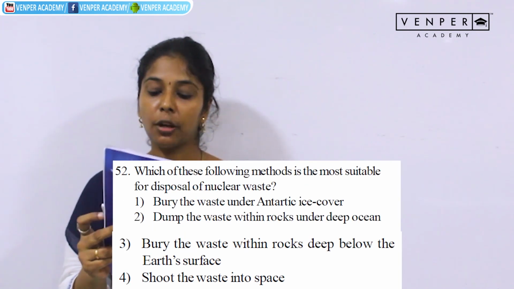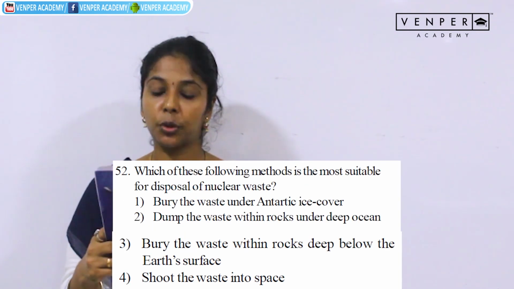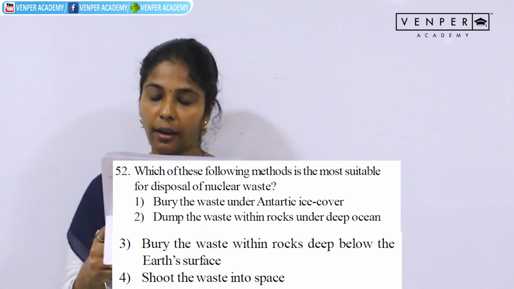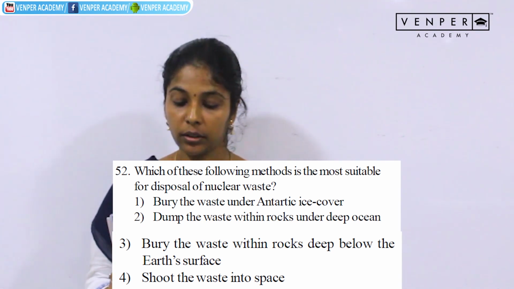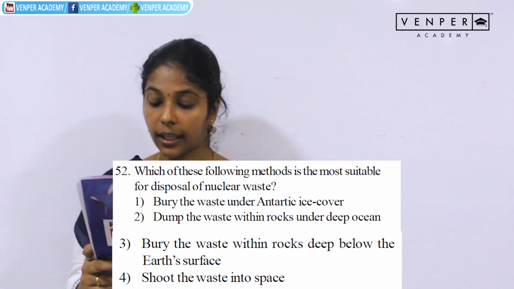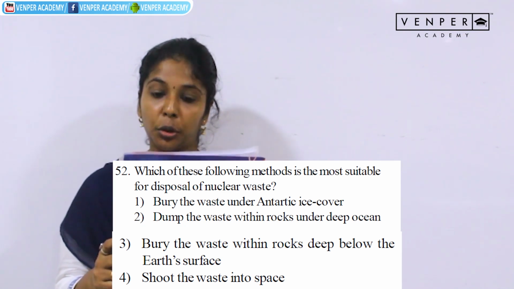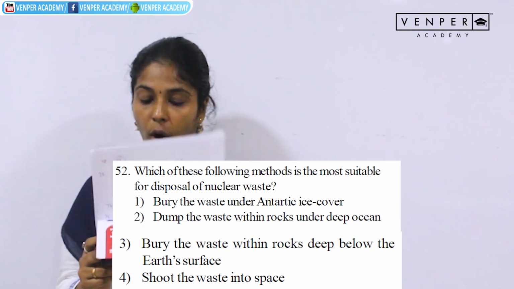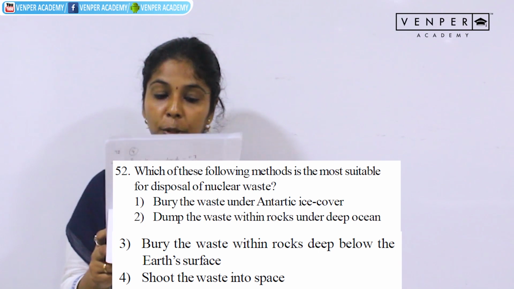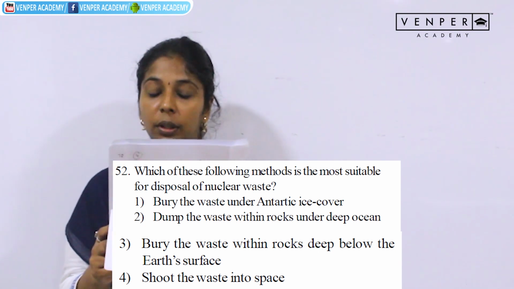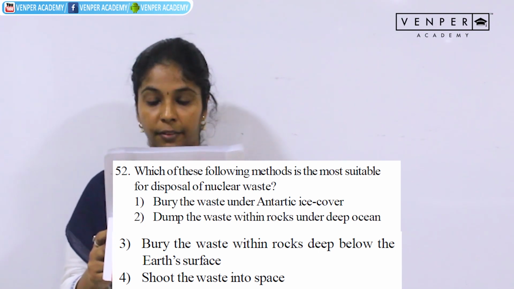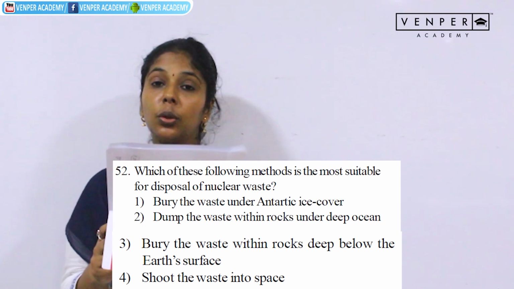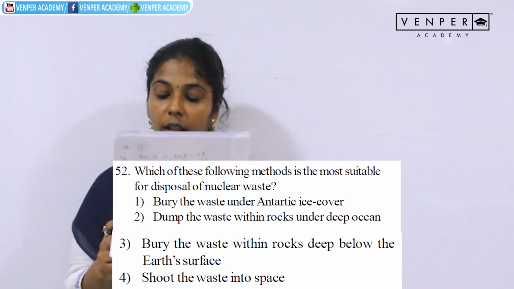52nd question. Which of the following methods is the most suitable for disposal of nuclear waste? Option 1, bury the waste under Antarctic ice cover. Option 2, dump the waste within rocks under deep ocean. Option 3, bury the waste within rocks deep below the earth's surface. Option 4, shoot the waste into space.